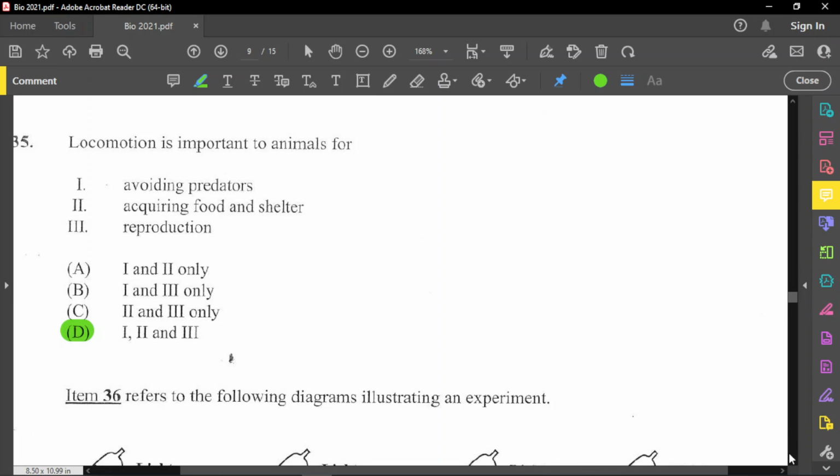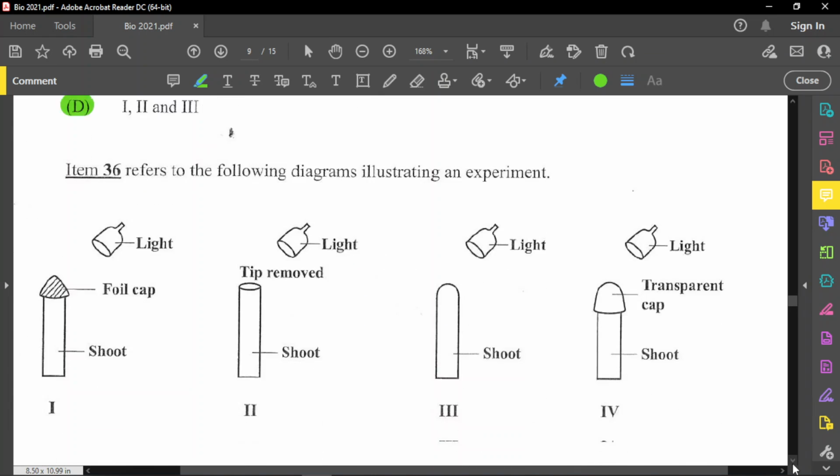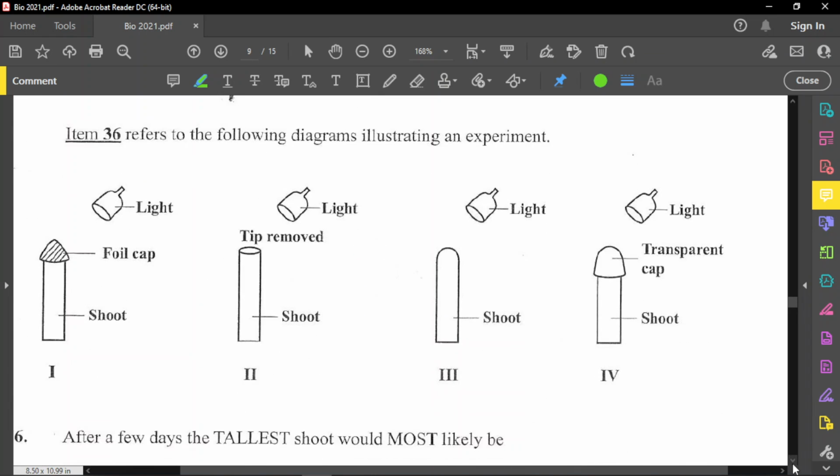All right, let's go to 36 now. We're going a little bit faster. And some of these questions are more direct, so definitely move faster with those questions. Now, question 36 refers to the following diagrams illustrating an experiment.